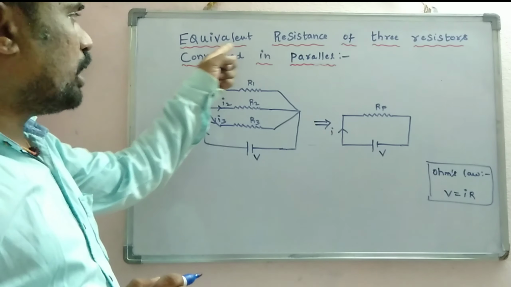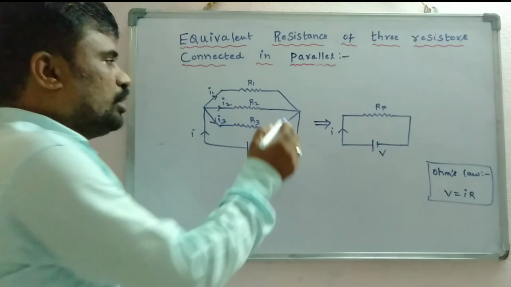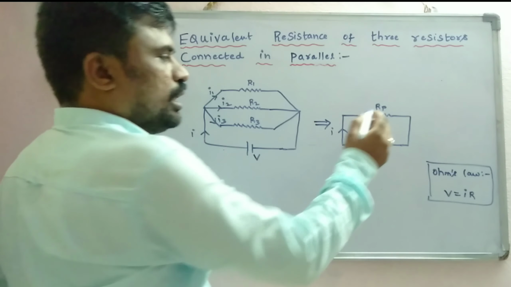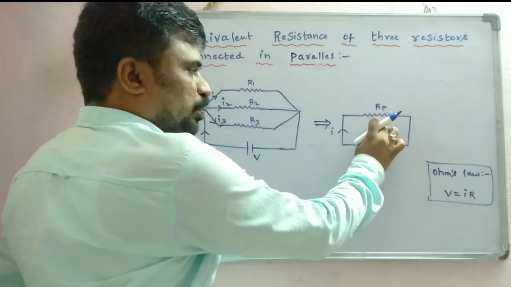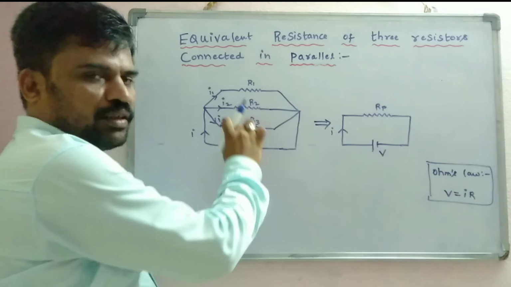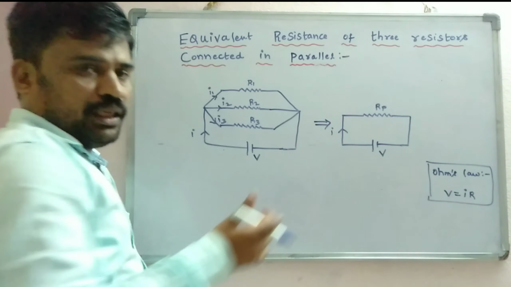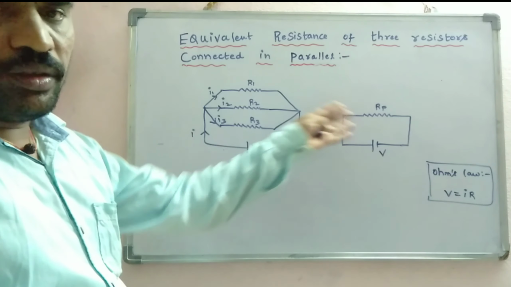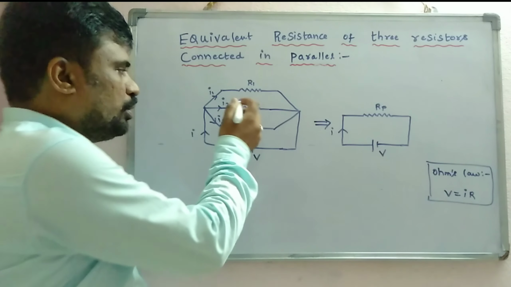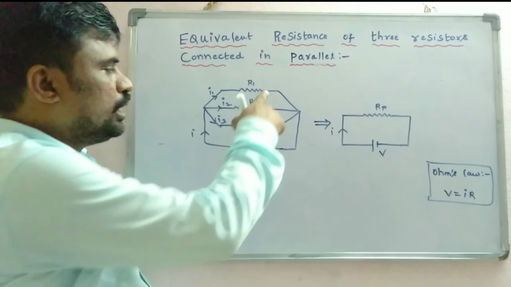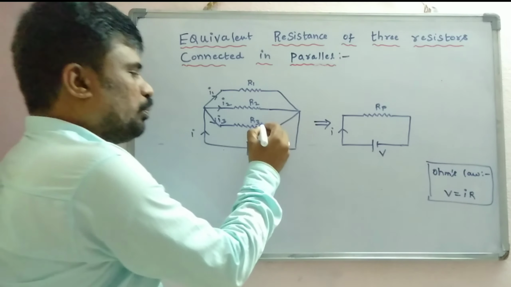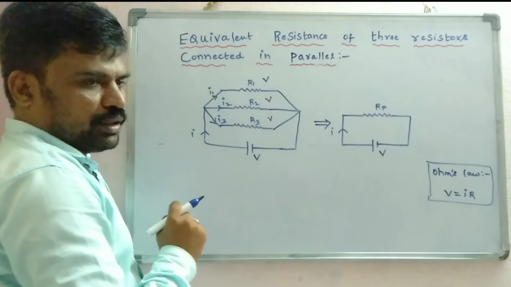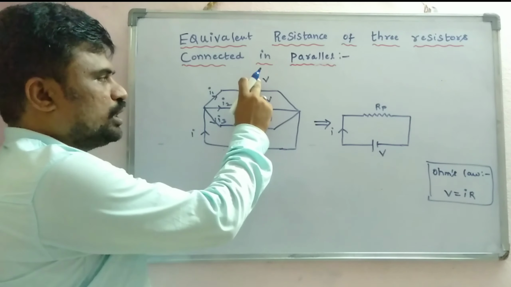And now I am going to calculate equivalent resistance. So instead of these three resistors, I must place only one resistor. Let us call that Rp, where Rp is called the equivalent resistance of these three resistors. Now again, I am applying Ohm's law to these three resistors and including this resistor. So what will be the potential difference when three components are connected in parallel? The potential difference will be the same, but what will be different? Current will be different.